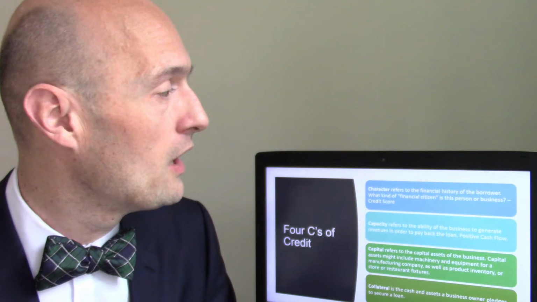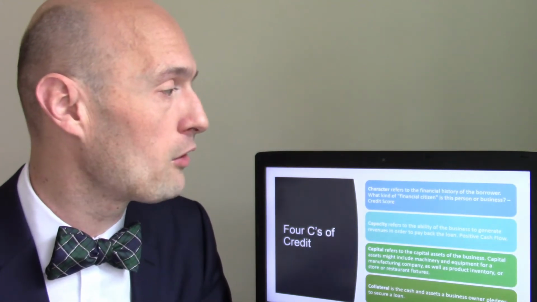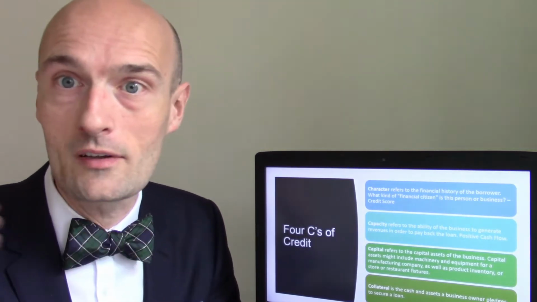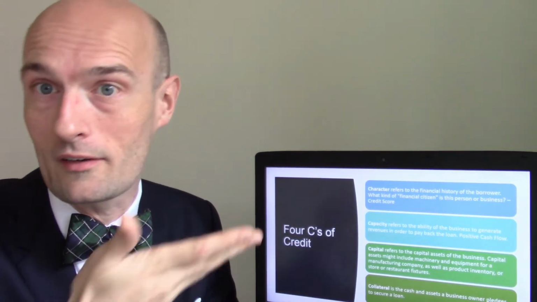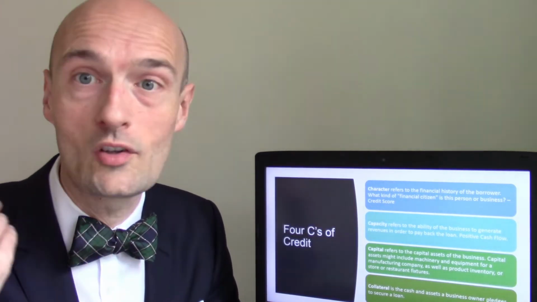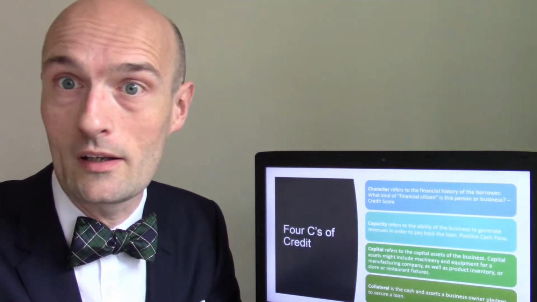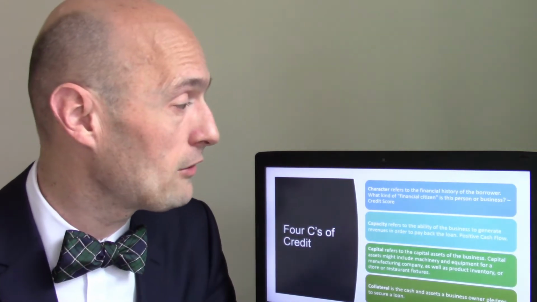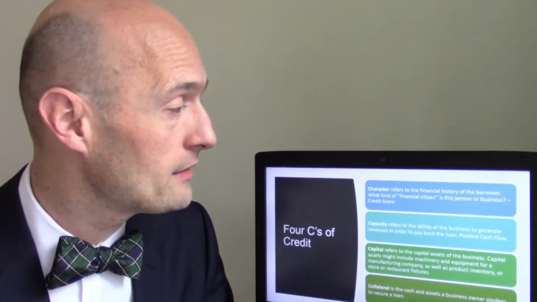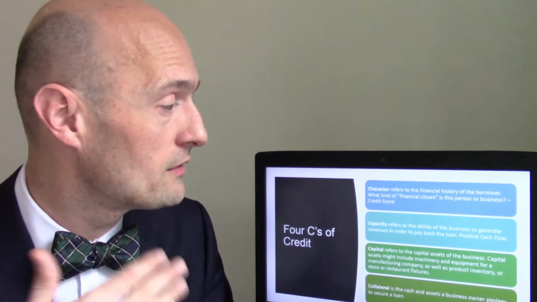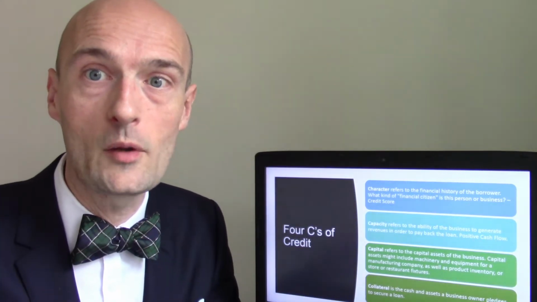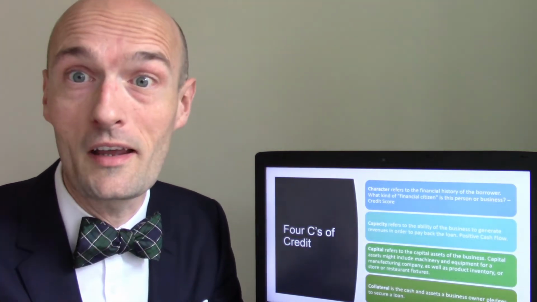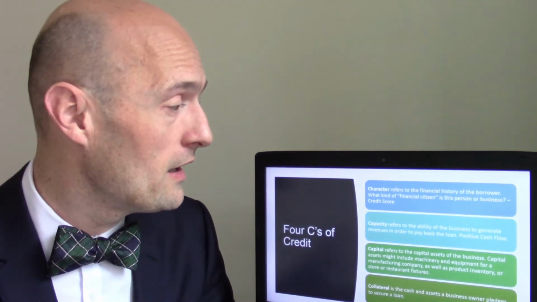So character refers to the financial history of the borrower. What kind of financial citizen is this business? And it's almost like a credit score of an individual, for example. It essentially is tied to the willingness of a company to repay and their history of being a good credit. And so that's character. The next one is capacity, which refers to their ability to generate the cash flows in order to pay off the bonds. And so the first one, I guess, is, do they want to pay? And the second one is, are they financially capable of paying?